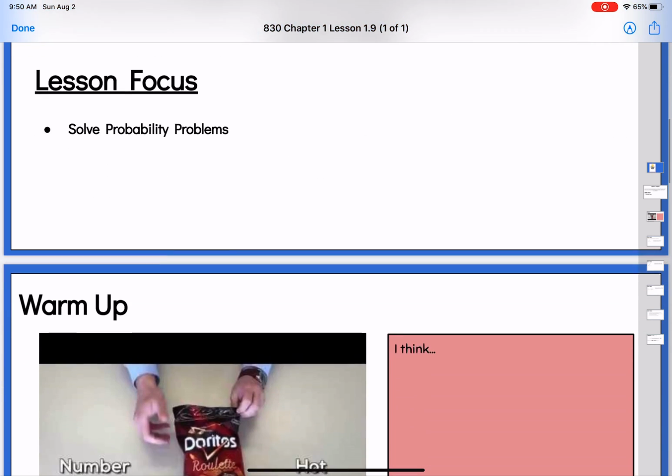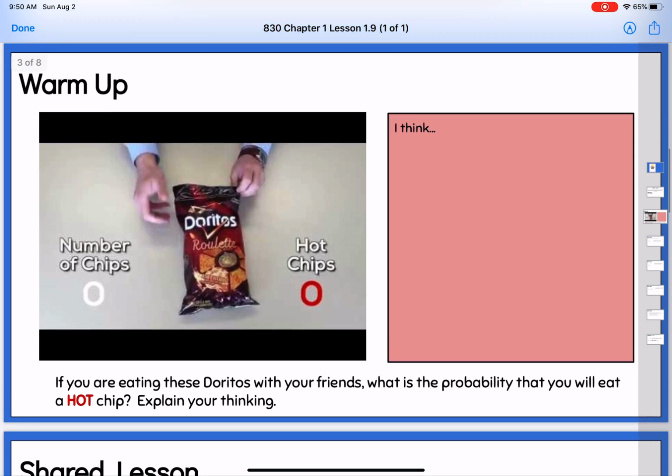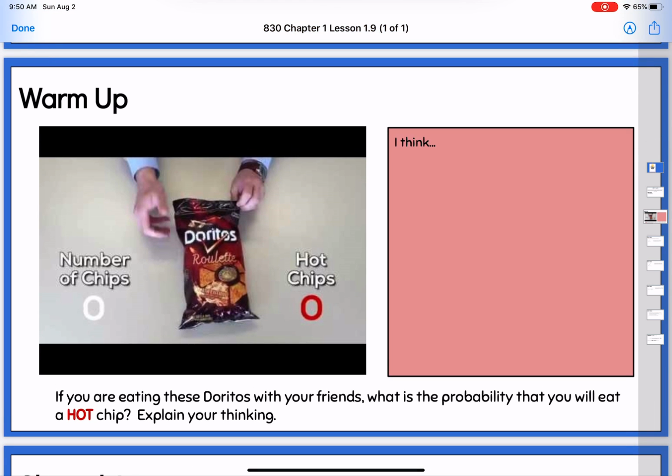So before we get into it, we have our little warm-up, and our warm-up today fits perfectly in. I was pretty excited when I saw this Doritos roulette. I had never seen them before. I think this is awesome, and I kind of want to try it. So go ahead and watch the video if you haven't yet, and then see if you can figure out what the probability is that you will eat a hot chip, and explain your thinking.